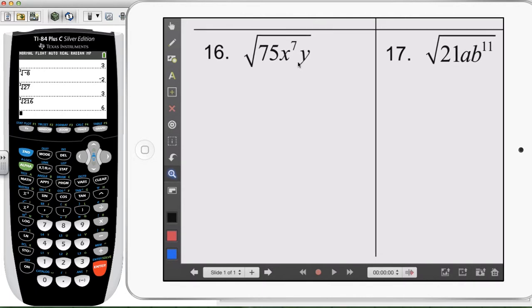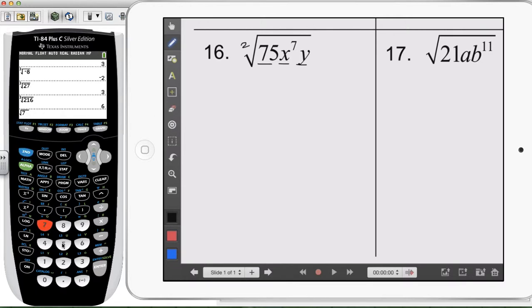Square root of 75, x to the 7th y. Now I like this example because not everything is going to be divisible by the index. So what do we do in this case? What you can do is try to simplify the number first, then the x, and then the y. And remember, if it's a square root, the index is 2. So let's first see if the square root of 75 is an answer that I can use. You can press second, x squared, to get the square root.